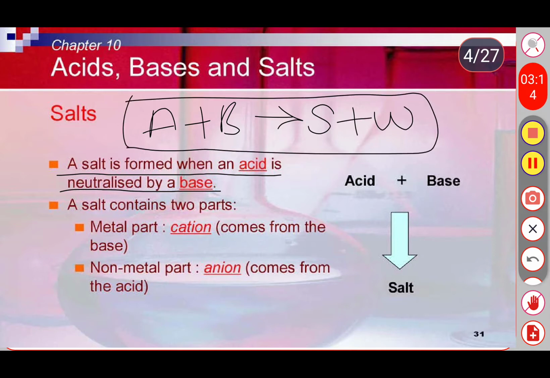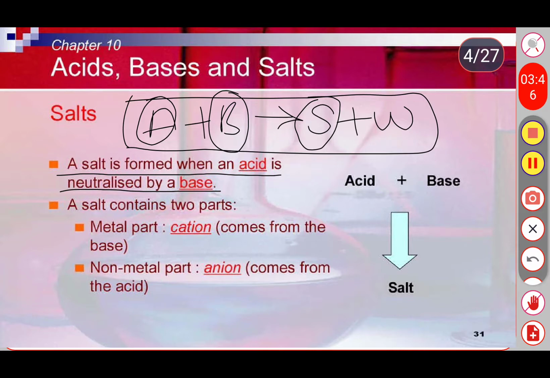With the help of this reaction, we can easily understand how we are going to prepare salts with the help of acids and bases. Once we combine an acid and a base directly, we will get a salt and water as products, right? Later we will discuss the preparation of salts, how we are going to prepare them, and on what basis. So a salt is formed when an acid is neutralized by a base.